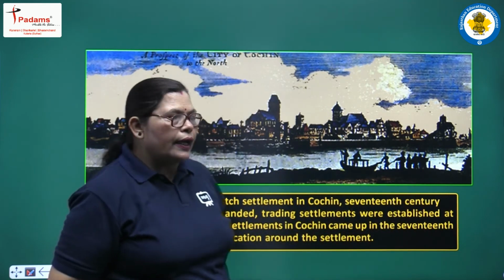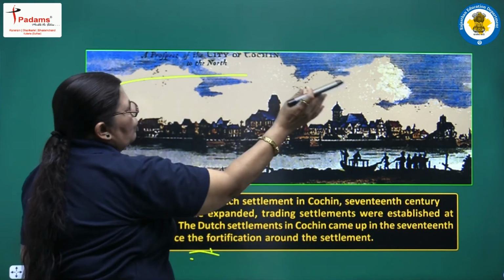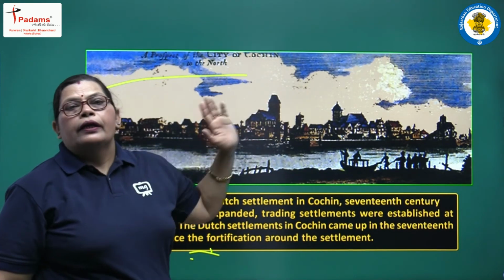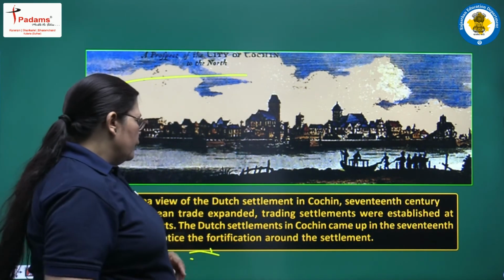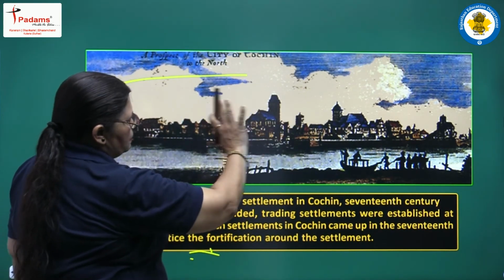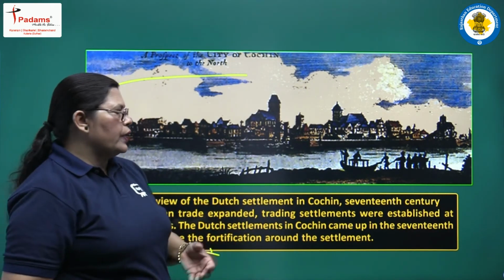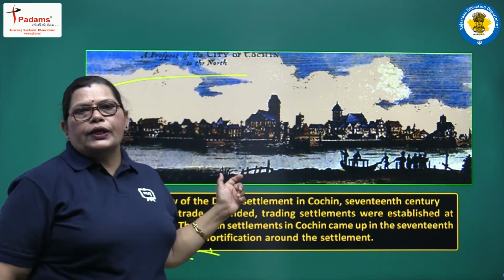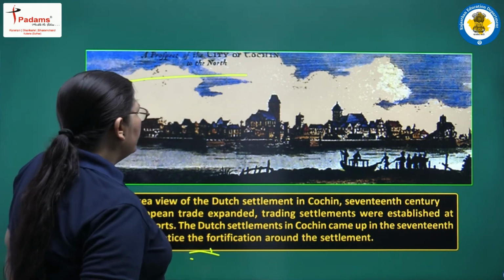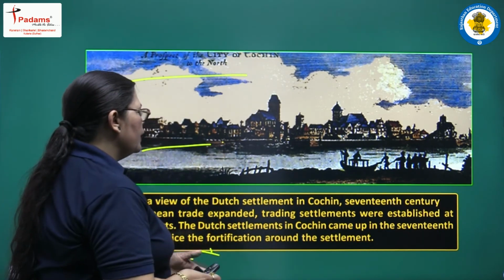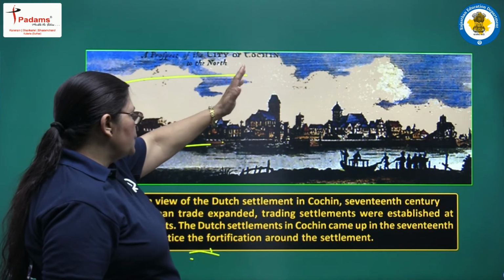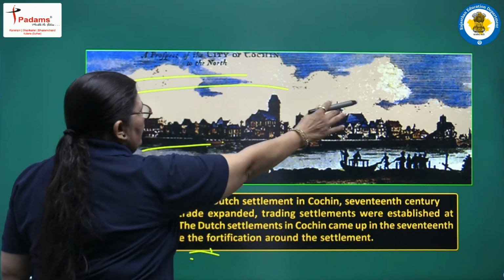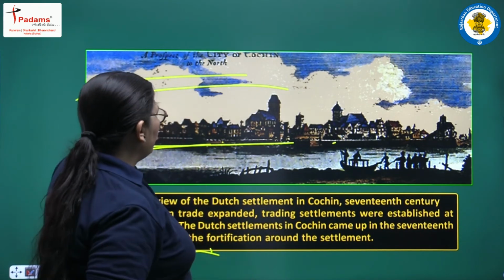See, this is another picture, the picture of a sea view. समुद्र का ये एक सीन है बच्चों, जहाँ पे आपको जो डच सेटलमेंट है कोचीन में in the 17th century is there, and as European trade expanded at that time, trading settlements were also established at various ports, and this port was the scene of Cochin, and this Cochin had great trading settlements, and we know that Dutch settlements in Cochin came in the 17th century, and notice the fortification around the settlements.